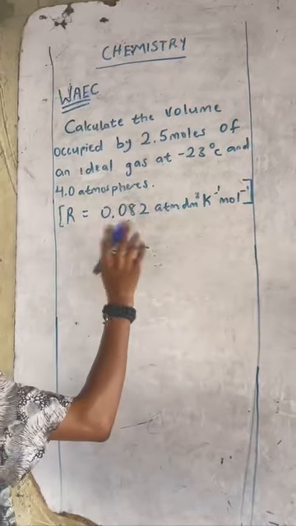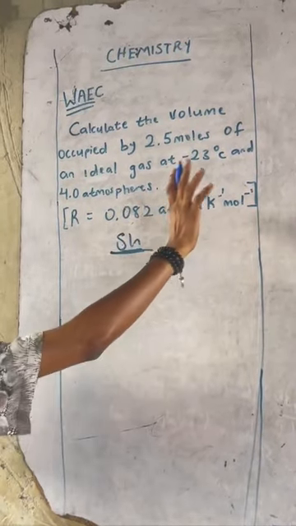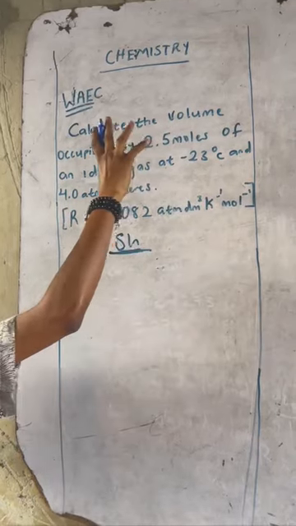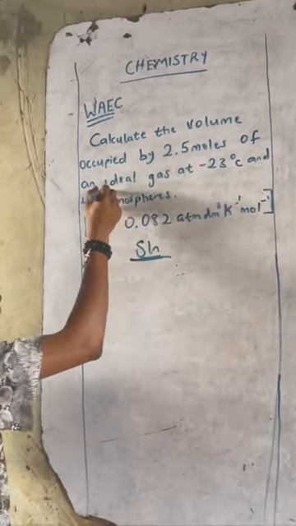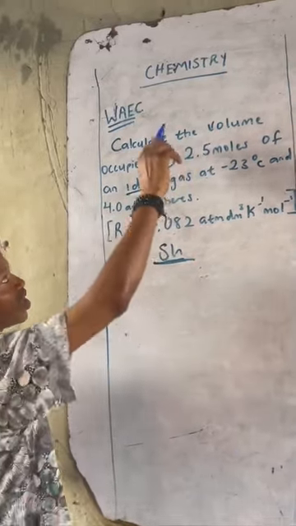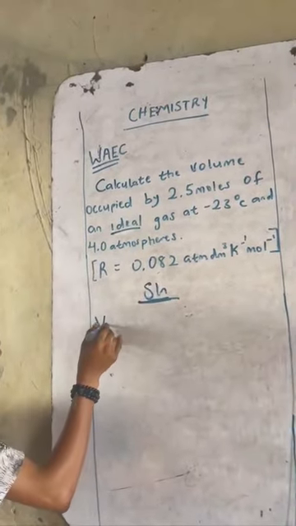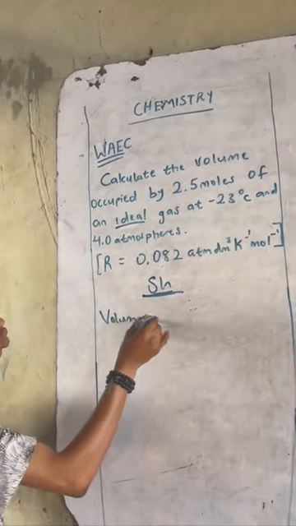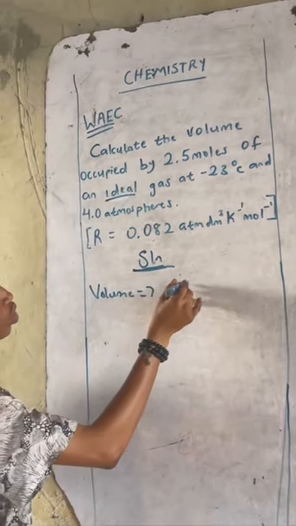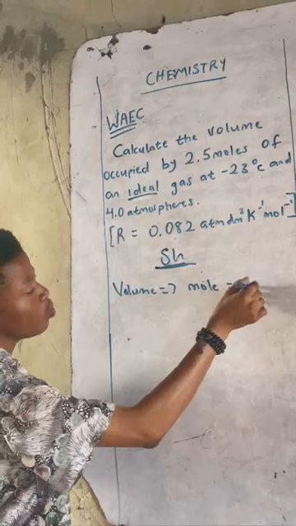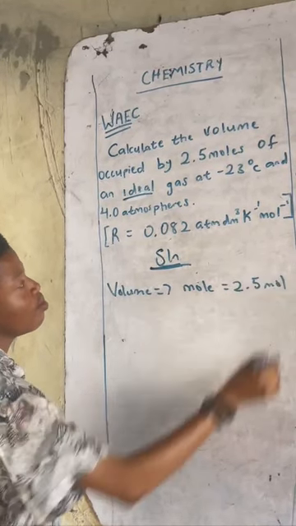The first thing is to identify the topic and what you are solving. This is actually gas law, which of them, the ideal gas. Underline this, I'm coming back there. Now let's start. Calculate the volume. We have the volume, we don't know. We are looking for the volume occupied by 2.5 moles. The mole equals 2.5 mole.